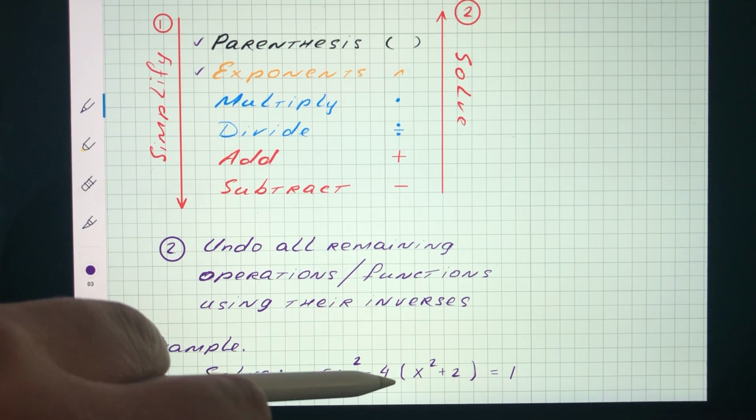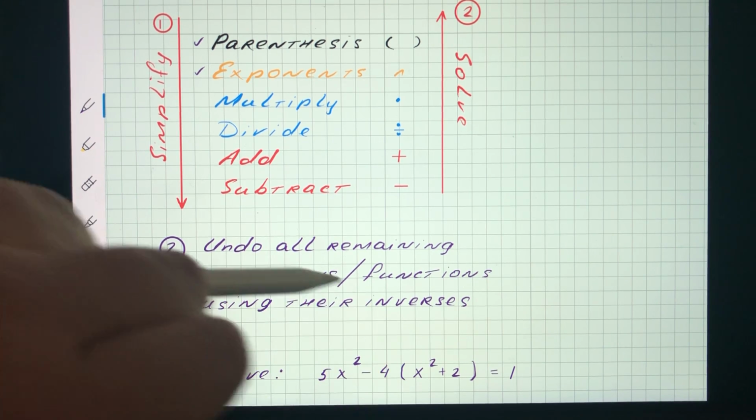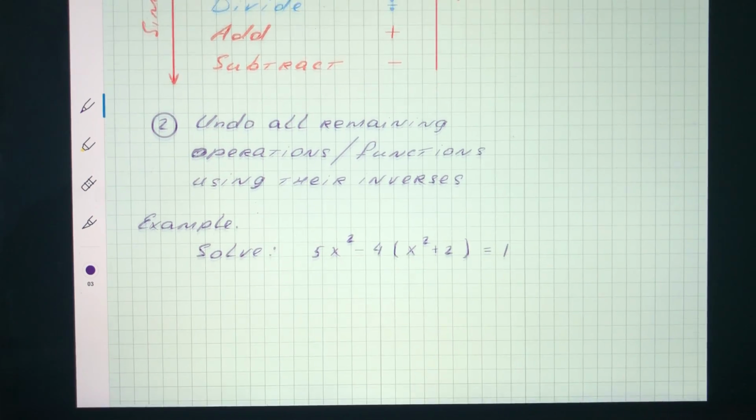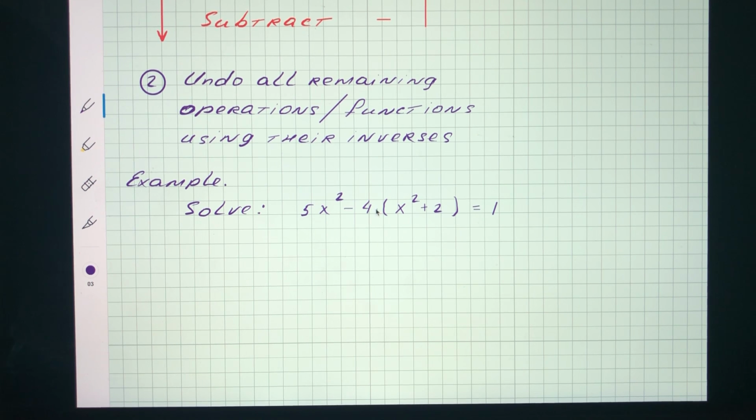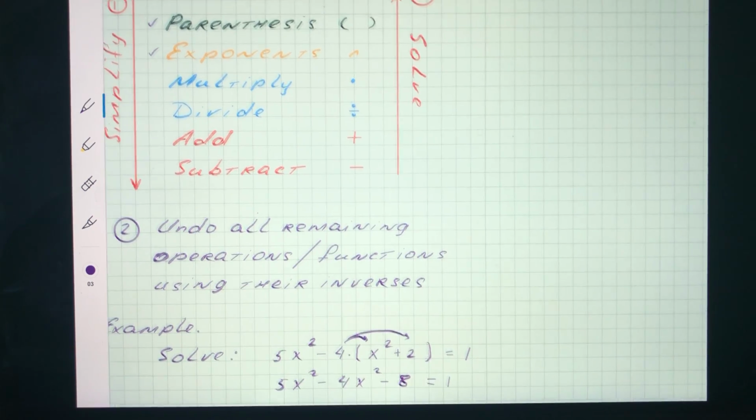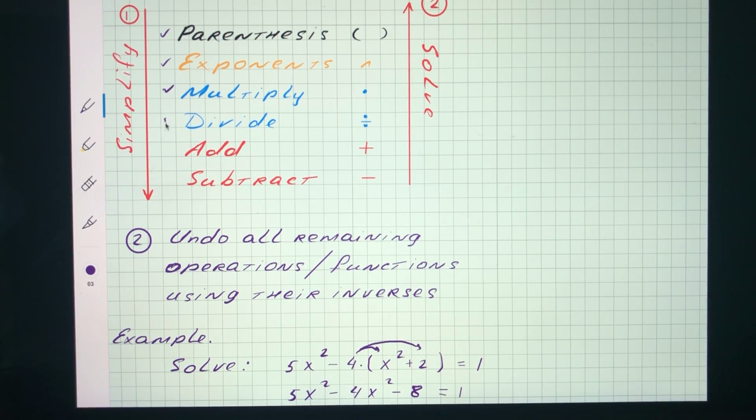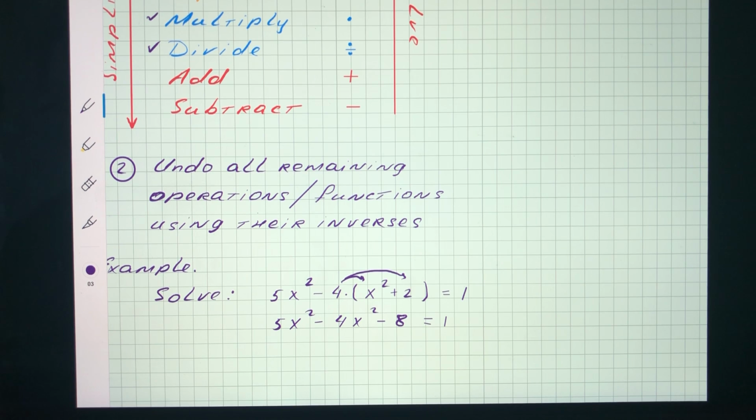There is a multiplication between negative 4 and these parentheses. So let's go ahead and multiply the negative 4 times both x squared and 2. So if we do that, negative 4 times x squared makes negative 4x squared. Negative 4 times 2 makes negative 8, equals 1. So that completes our multiplication.